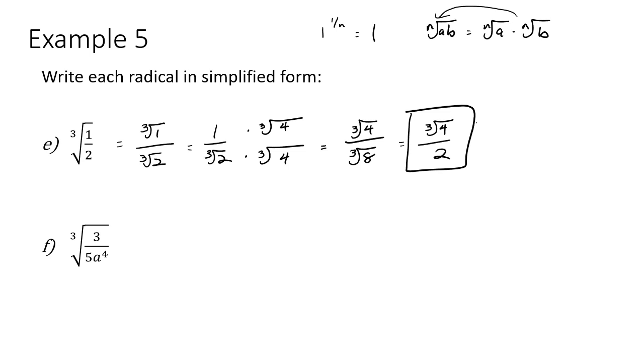So take that concept, the idea of multiplying in a number in order to make the denominator a perfect cube, and see if you can use it to find the answer to part F. Try pausing the video here.